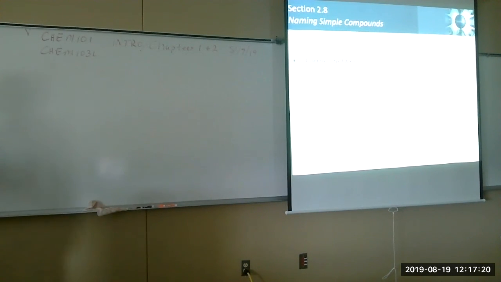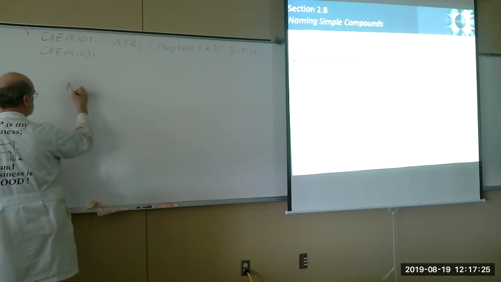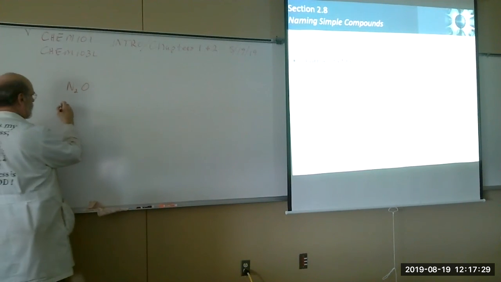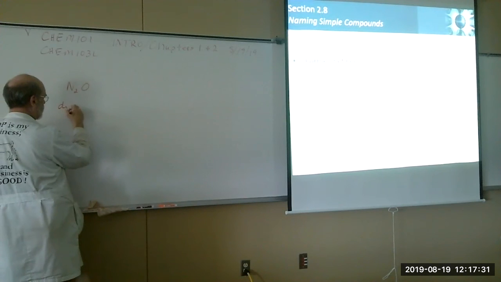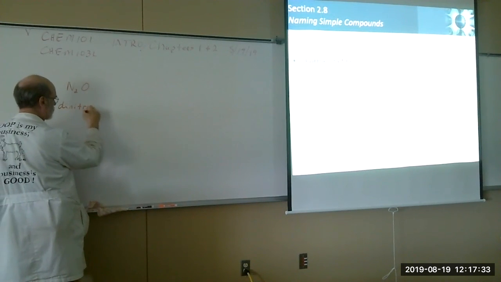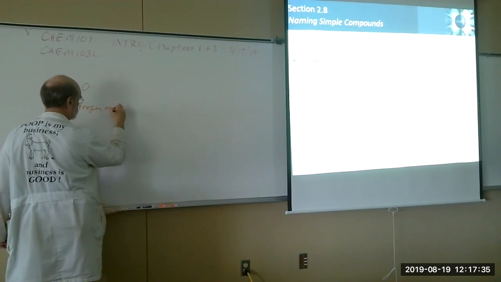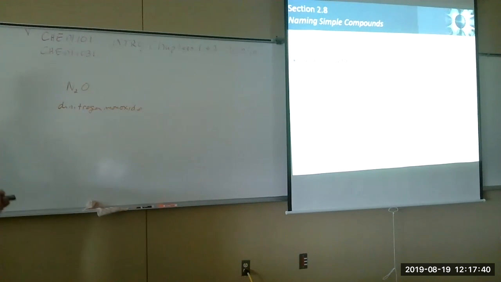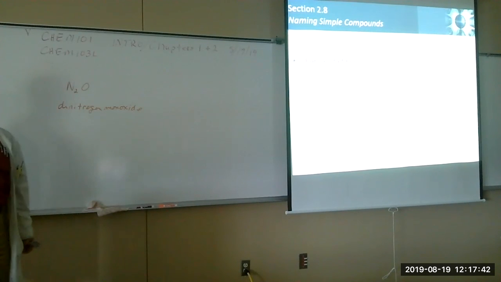So if we had nitrogen and oxygen together, well, we had 2 nitrogens, then we would have dinitrogen. You say how many there are? Monoxide. You just say how many there are. That's it. No charge involved.